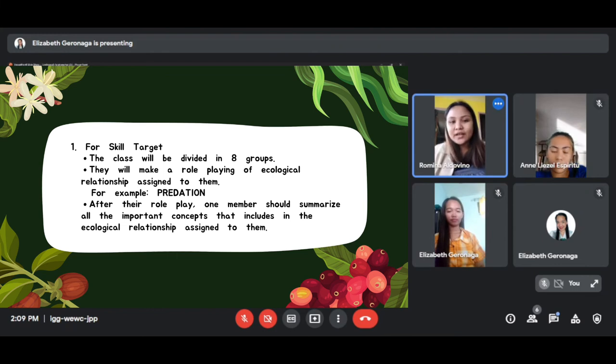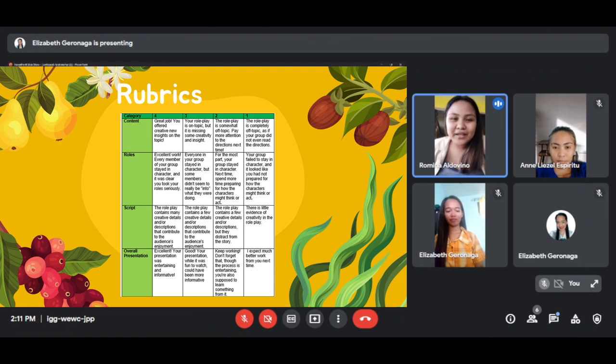For the skill target, the class will be divided into 8 groups. They will make a role play of the ecological relationship assigned to them, for example, predation, mutualism, commensalism. Then after the role play, one member should summarize all the important concepts included in the ecological relationship assigned to them. Is that clear? I prepared rubrics for the role play and I will give it to you after our class.